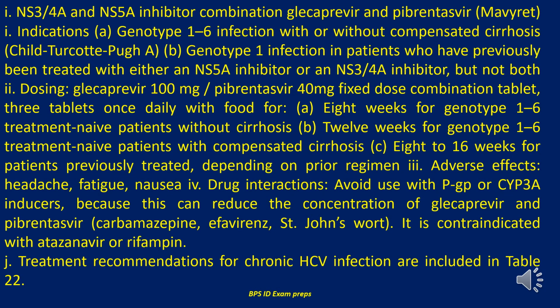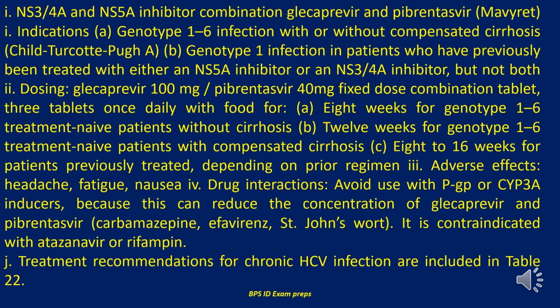Next we will look at the NS3/4A and NS5A inhibitor combination glecaprevir and pibrentasvir, marketed as Mavyret. 1. It is indicated in a. Genotype 1 to 6 infection with or without compensated cirrhosis, with a Child-Turcotte-Pugh class A. B. Genotype 1 infection in patients who have previously been treated with either an NS5A inhibitor or an NS3/4A inhibitor, but not both.